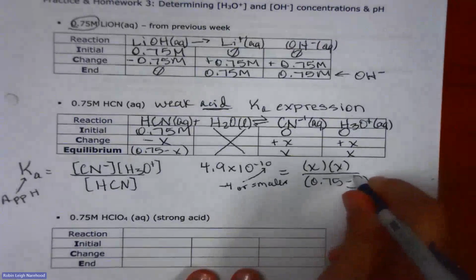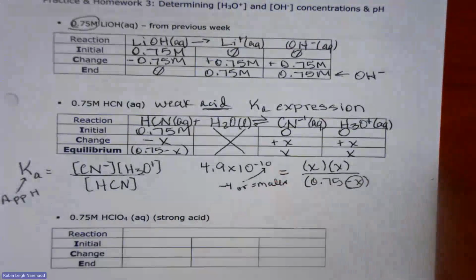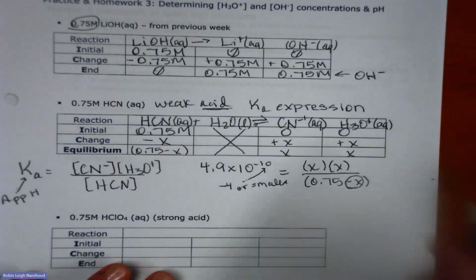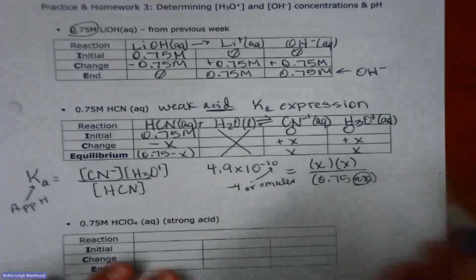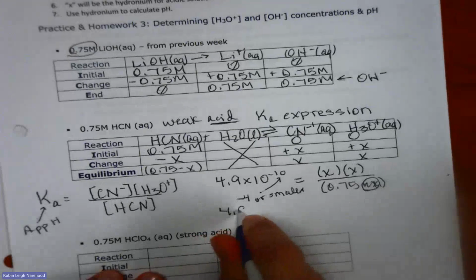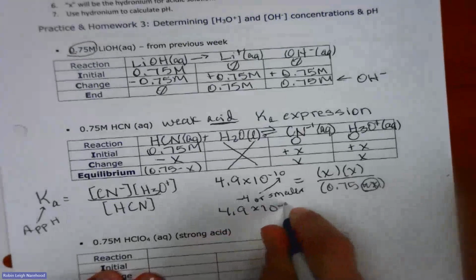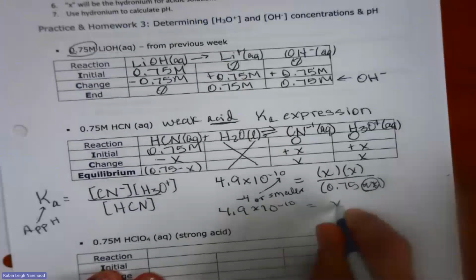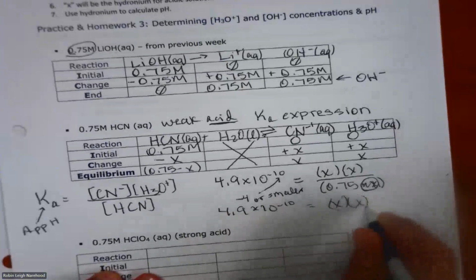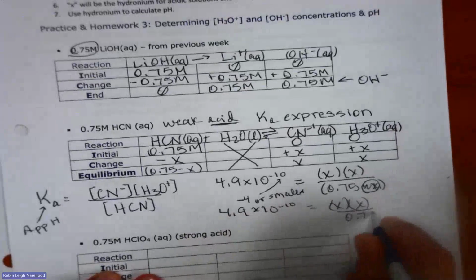You cannot ignore going from nothing to something. So if you have a 0 plus X, you can't ignore it. Any 0 plus X's, you cannot ignore those, because going from having nothing to having something is a huge change. So we can ignore this. So our math ends up being 4.9 times 10 to the -10 equals X times X over 0.75.